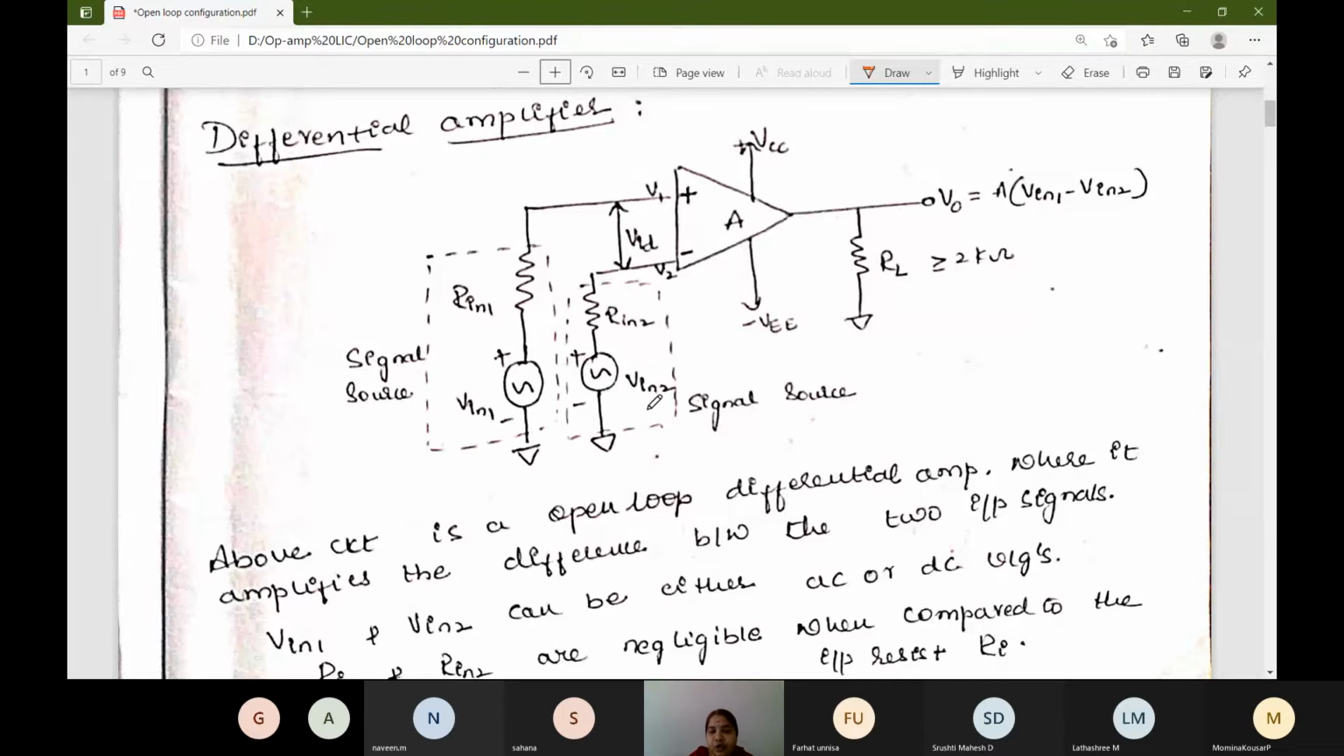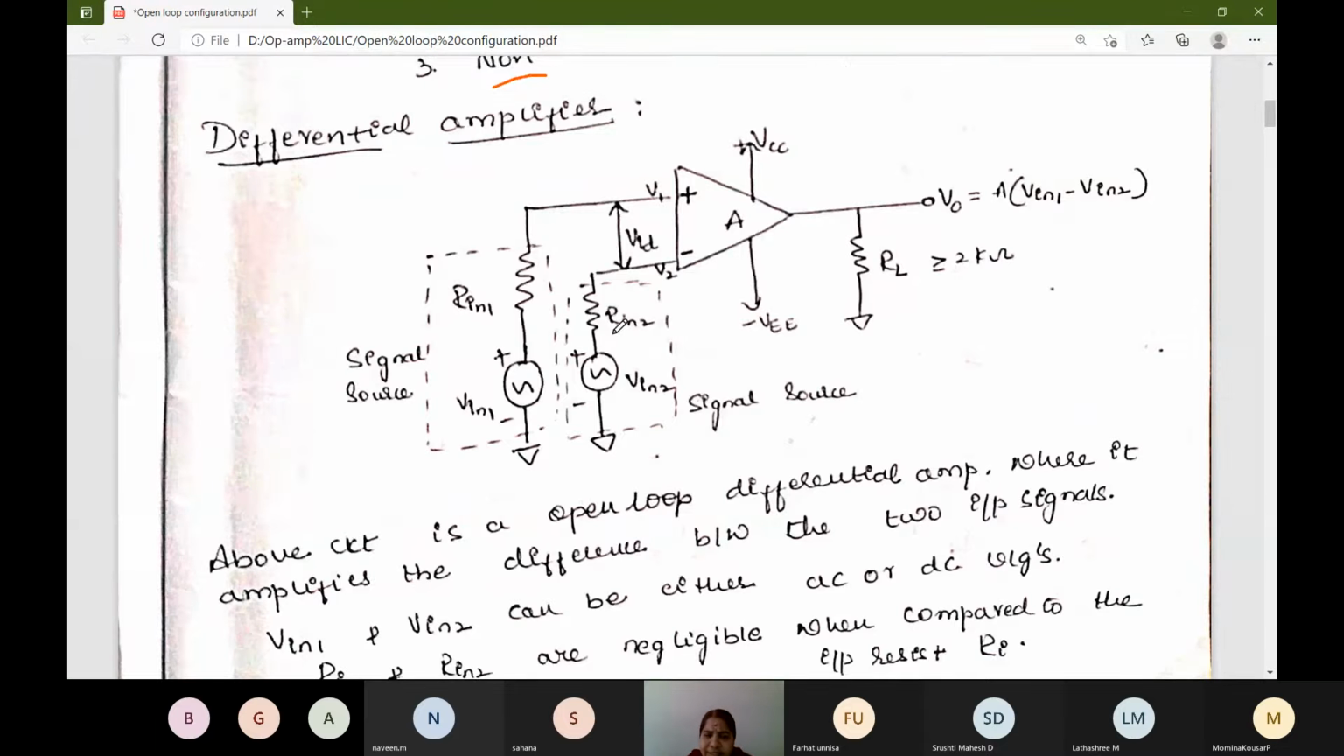VIN1 and VIN2. These are the two input voltages that are given, and this op-amp will amplify the difference between the input voltages. Input voltages can be AC or DC. Next, these are the supply voltages, and we'll get the output as gain into VIN1 minus VIN2, that is, the difference between the input voltages.